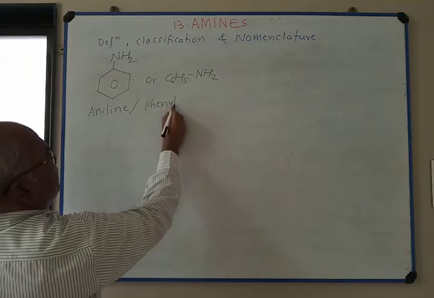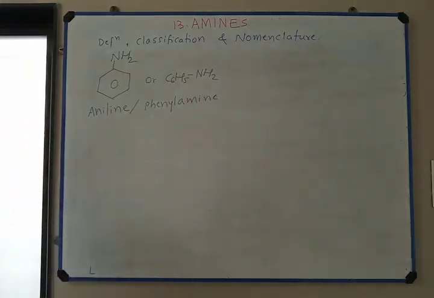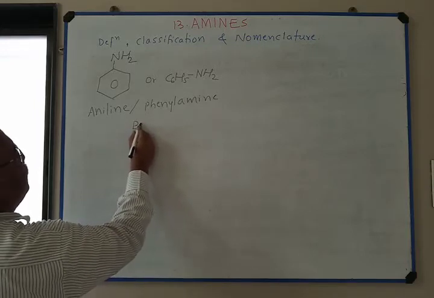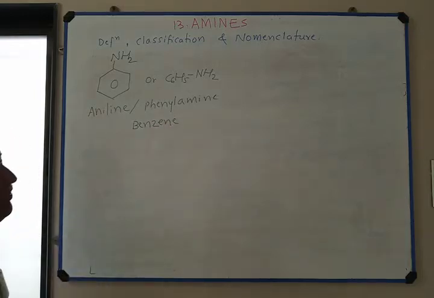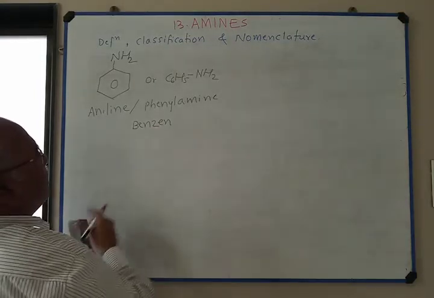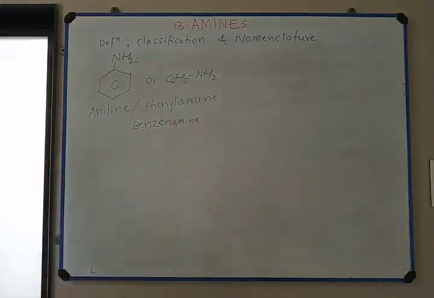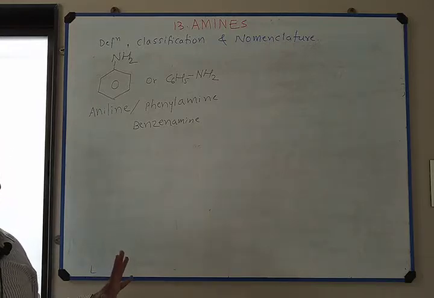Its other name is phenylamine. Its IUPAC name is, it is a derivative of benzene, therefore I write benzene. Remove the last E and write amine. Benzenamine is the IUPAC name of the compound. Aniline is the name also accepted in the IUPAC system.